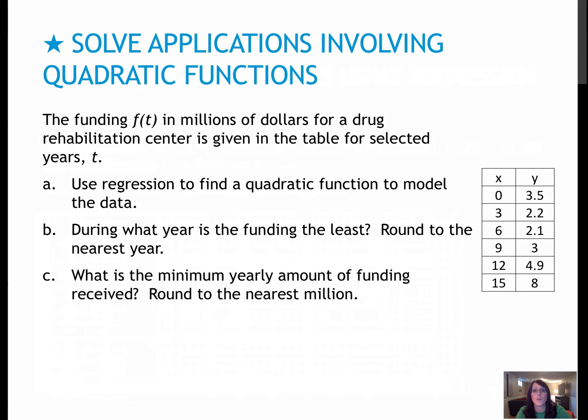Write down what the quadratic function is, and then we're going to answer B and C. You can try them on your own first, or you can wait for me to go through those with you. Use the data on the table, and then press play to check your work.